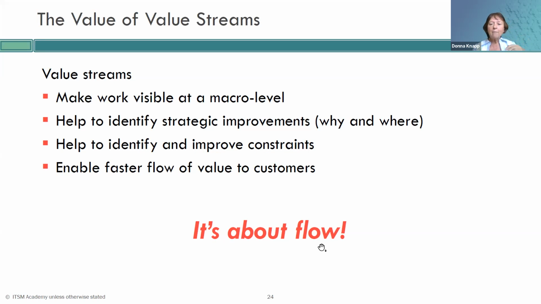So quick recap: value streams make work visible at a macro level, at a very high level. They help you make strategic improvements. So why you're doing the work you're doing, and perhaps more importantly, should you even be doing this work, right? And where the work is being done. They help you identify and reduce those constraints. Think about the theory of constraints. And they enable the fast flow of value to your customers. It's really about flow.